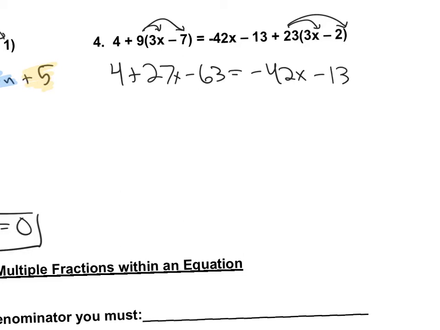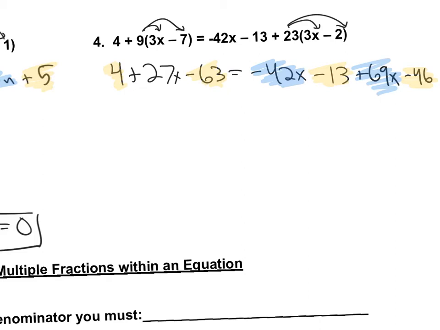Distributing the 23 to the 3x. 23 times 3x is 69x. And 23 times negative 2 is negative 46. So once again, go back through and combine your like terms. So here we have a positive 4 and negative 63 that can be combined. And on the right side here we have a negative 13 and negative 46 that can be combined. And then our variable terms on the right side that can be combined are the negative 42 and the positive 69.